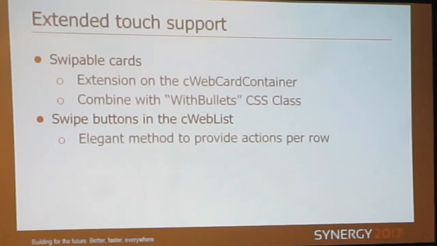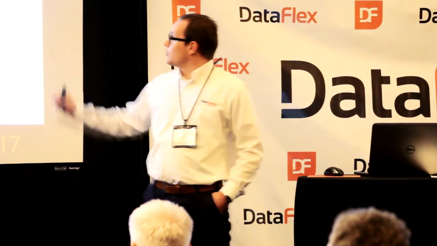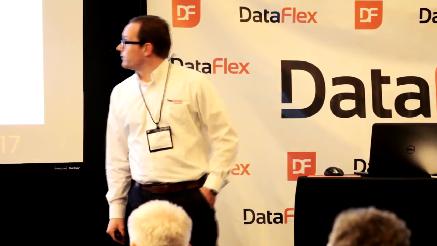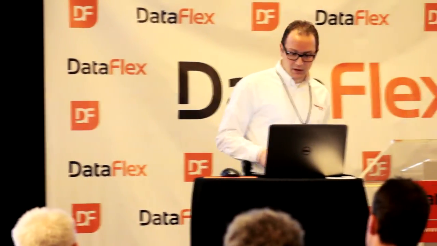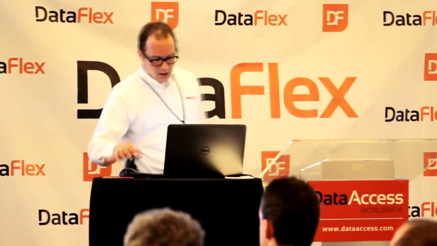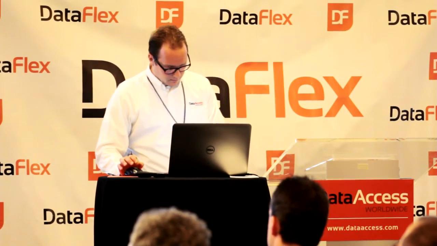And then last but not least, we extended our touch support. So we already had the touch scrolling on the list, and now we also have the new swipeable cards. We already had the card container, and now you can actually swipe from one card to another. And if you combine that with the CSS class with bullets, it will show bullets at the bottom of the card container, indicating on which card you are.